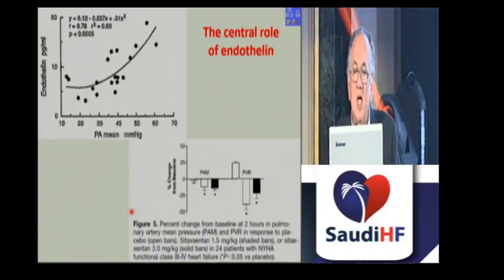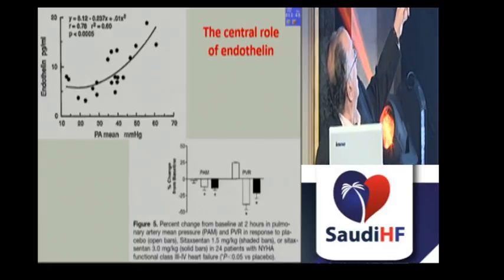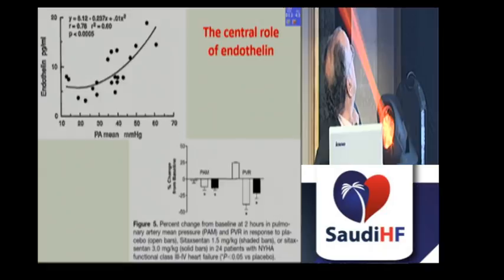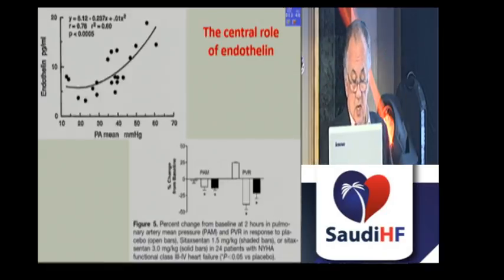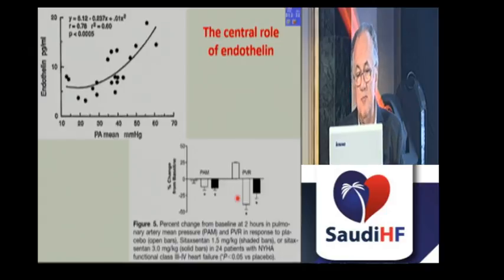Now, the central role of endothelin is demonstrated in these two charts. This one here, in the upper one, shows the relation between the mean pulmonary artery pressure and the endothelin level, whereas this one demonstrates the response of the pulmonary artery mean pressure and the pulmonary vascular gradient to the administration of small dose and large dose endothelin receptor antagonist.